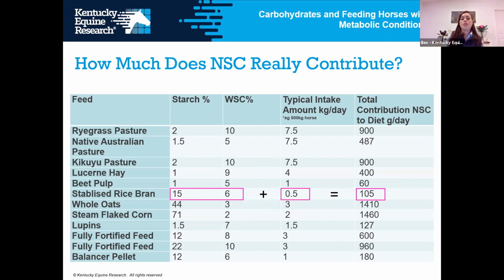So I'm just going to draw your attention to a couple of things here before we draw the conclusions. Now, in the blue box here, I've just picked the example of a ryegrass pasture fed at 7.5 kilos of intake per day. That will yield around 900 grams of NSC. Then we actually look down the table to the other blue box there, where we've got a moderate NSC fully fortified feed that we're going to be feeding at 3 kilos, and that is going to yield 600 grams per day. So you can see that we're feeding less than half the quantity, the kilo amount, but we're achieving way more than 50% of the same amount of NSC per day.